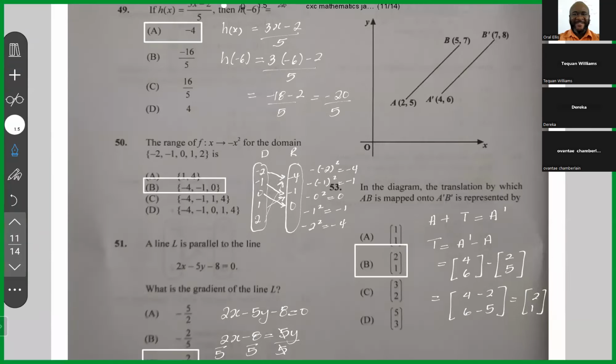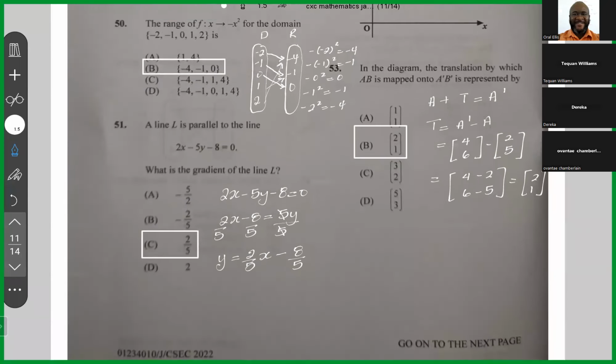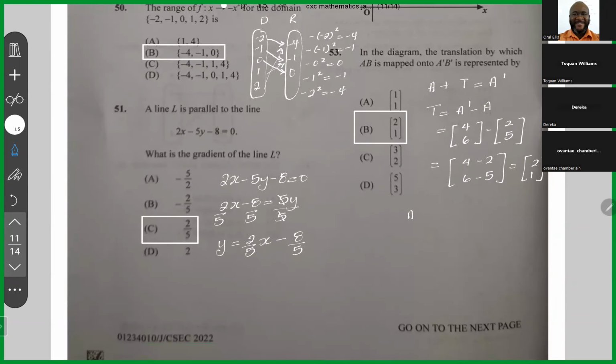53, the matrix equation for translation is A plus T is equal to A prime. So the translation T would be equal to A prime minus A. We've done this several times. A is (4, 6) minus A prime, which is what? (2, 5).